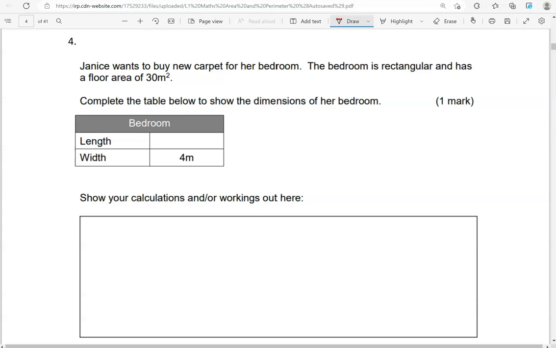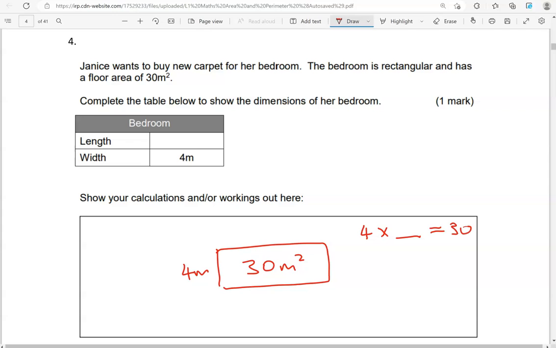So we've got the width, which is 4 meters. We're going to work out the length. If we know that the floor area is 30 square meters, we know the width is 4 meters, but we don't know the length. What do we do? We multiply length by width to give us the area. So 4 times a number will give us 30. What is that number? How do we work it out? By dividing 30 by 4.